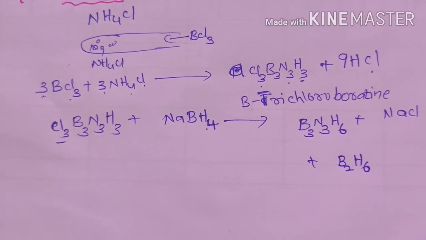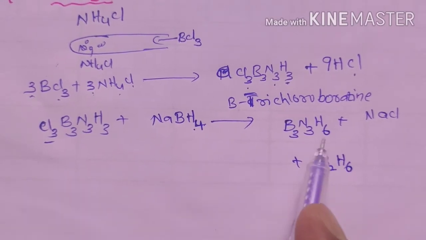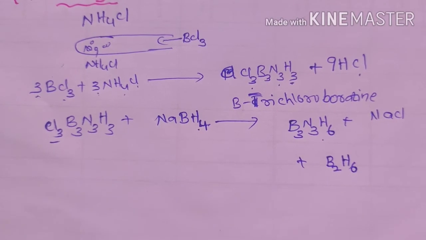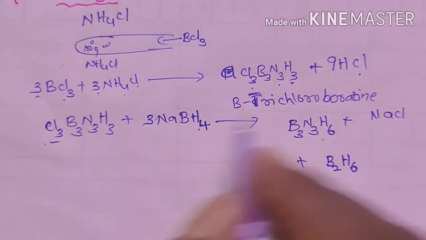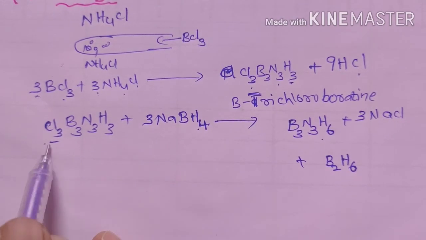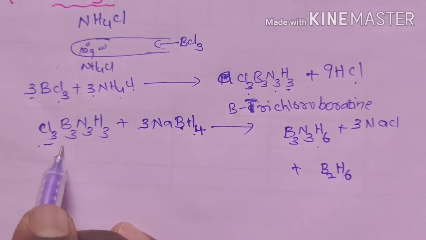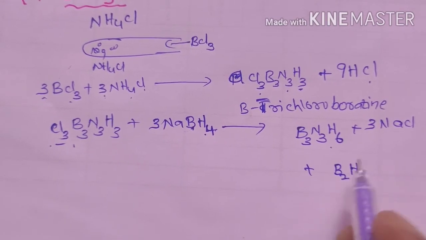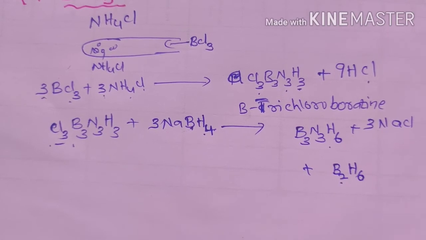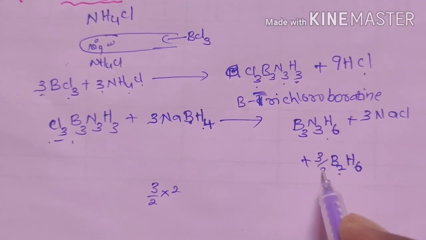Now we have to balance the reaction. Here we have 3 nitrogens, here also we have 3 nitrogen atoms, and we have to remove this chlorine atom, so we put here 3, and now we write here 3NaCl. Chlorine atoms are also balanced. Now we have to balance the boron atoms. Here we have 3 boron atoms, and here also we have 3 boron atoms. That means we have 6 boron atoms. In order to balance this, instead of 2, we have to write 3. This can be done by multiplying with 3 by 2. So we write here 3 by 2.